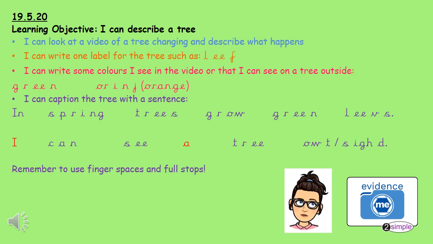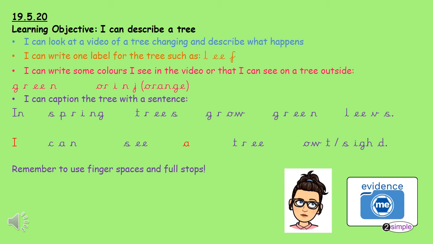Here are your objectives for today. Remember that you are choosing one of these to do. The first one is I can look at a video of a tree changing and describe what happens to my grown-up. The next challenge is I can write one label for the tree, such as leaf.